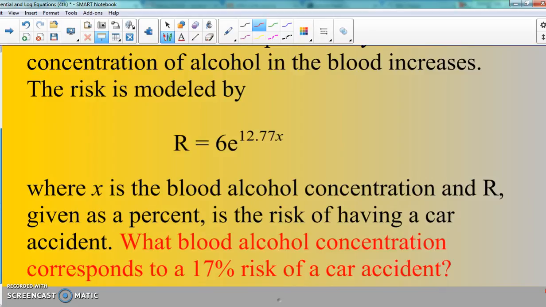Or to make this simpler, what is your blood alcohol concentration that you're going to have at least when you get on the road, you're going to get into an accident 17% of the time.